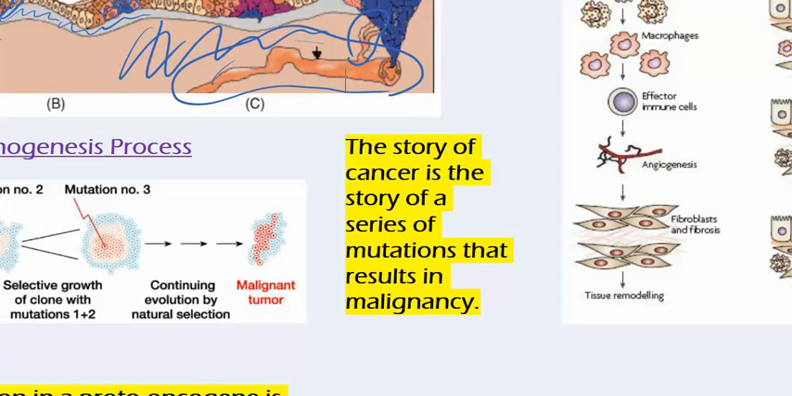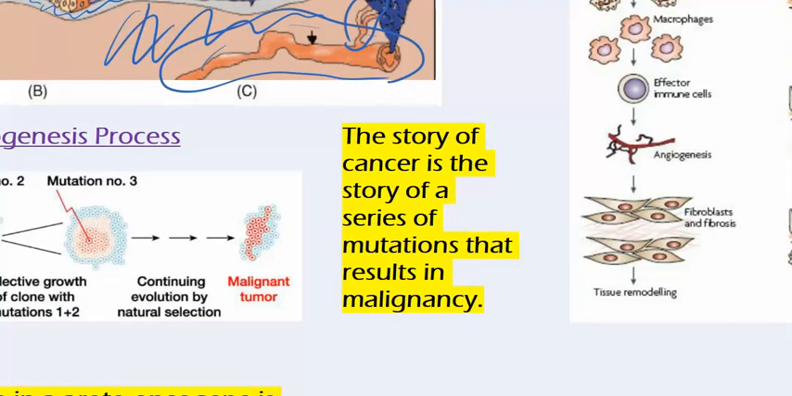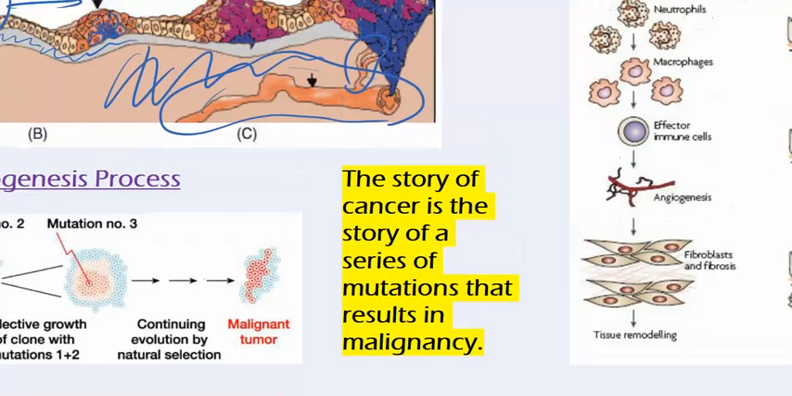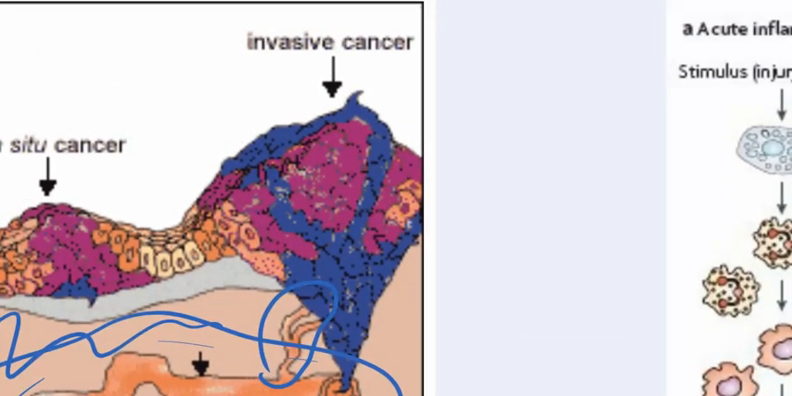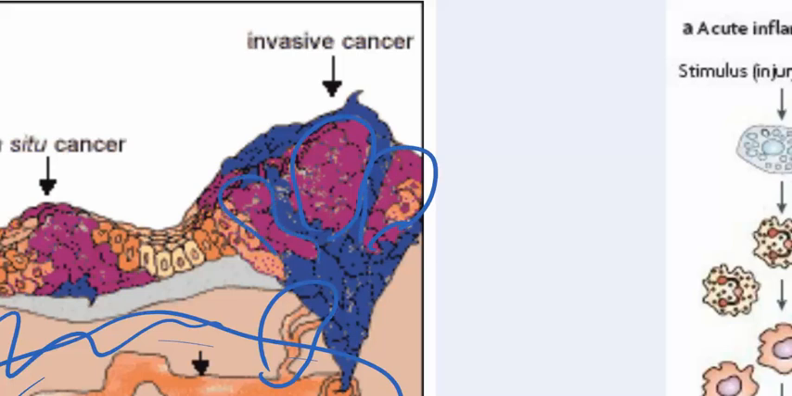So you get a series of mutations that results in malignancy. Another thing you can see here is that when you have this cancerous mass, some of the tissue actually becomes necrotic, meaning some of it actually dies because there's not enough nutrients to properly go through all the cells. So you start to get necrotic areas, tissue death. You can see that here as well.